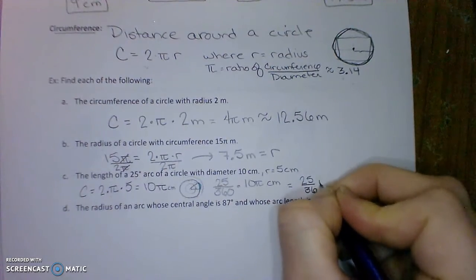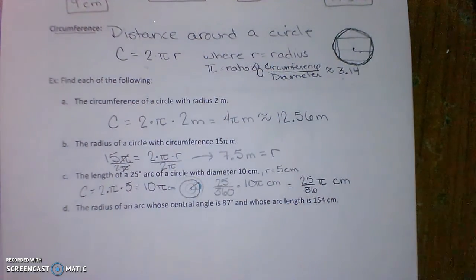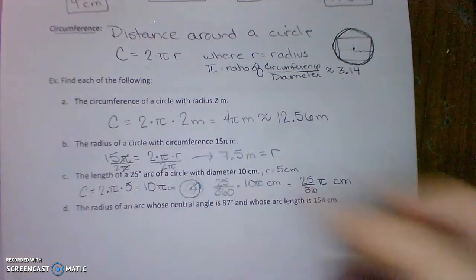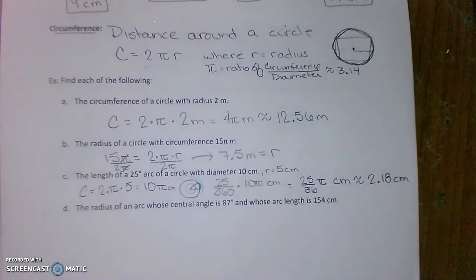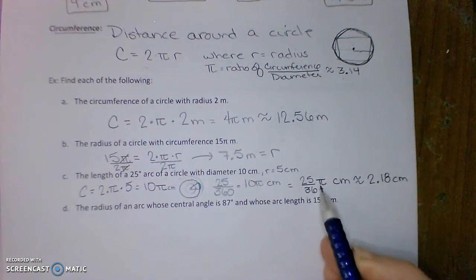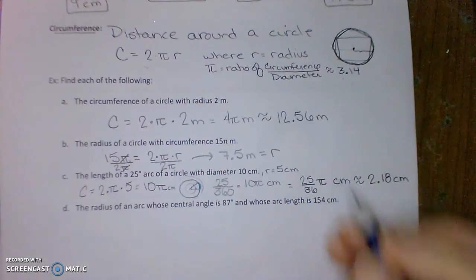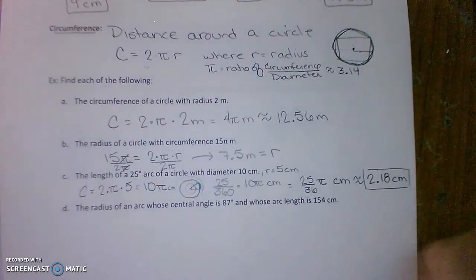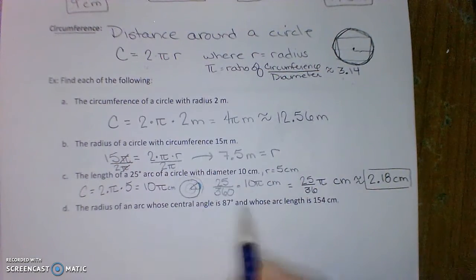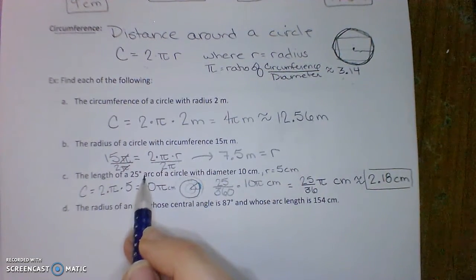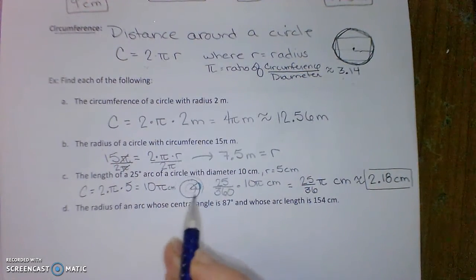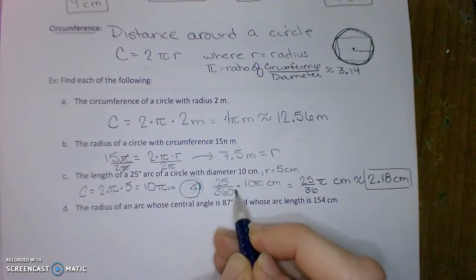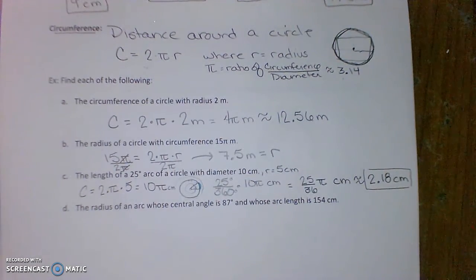So the arc is 25 over 36 pi centimeters long, which is approximately 2.18 centimeters, by multiplying 25 over 36 times 3.14 as an approximation for pi. All right, so I hope that this makes sense because we've done problems like this before where you have the angle measure for a sector of a circle, and that is some fraction of a complete revolution. And we use 360 degrees as that complete revolution. All right, let's do this last problem.